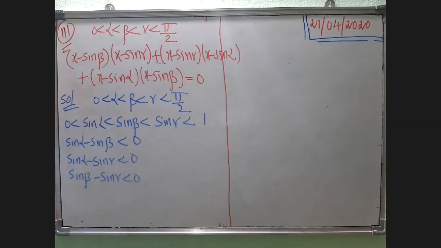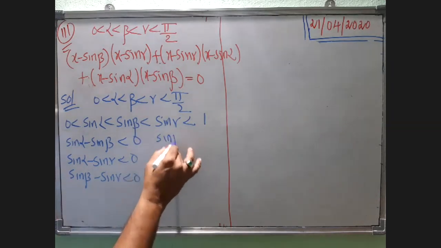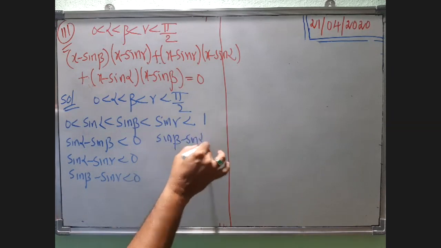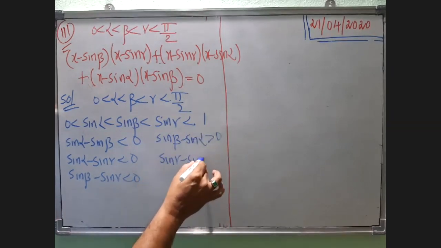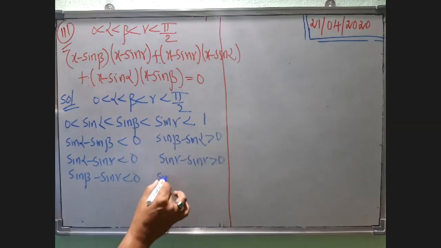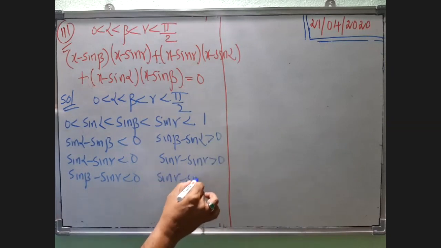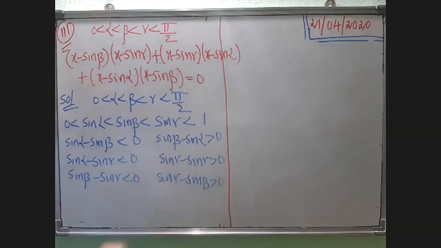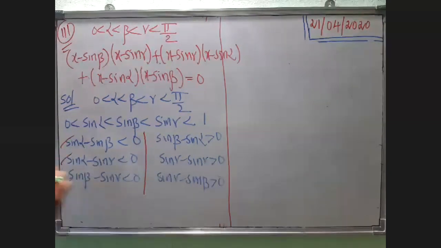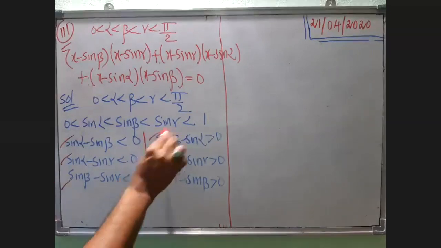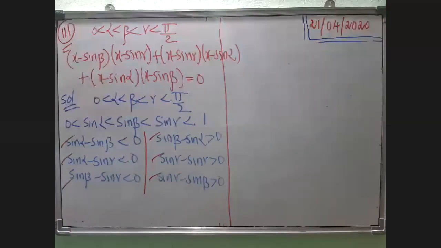Not only these 3, you will be getting the other 3 also. What are they? Sin beta minus sin alpha is greater than 0. Next, sin gamma minus sin alpha also will be greater than 0. Next, sin gamma minus sin beta also will be greater than 0. So I should say here, there are 3 negative values, sin alpha minus sin beta and so on, and there are 3 positive values.